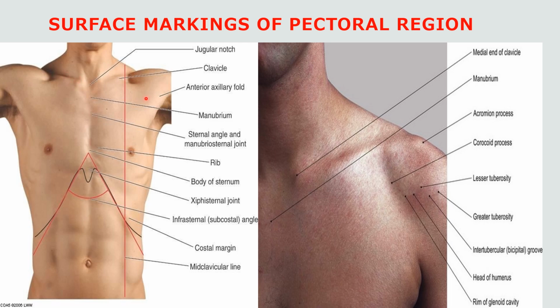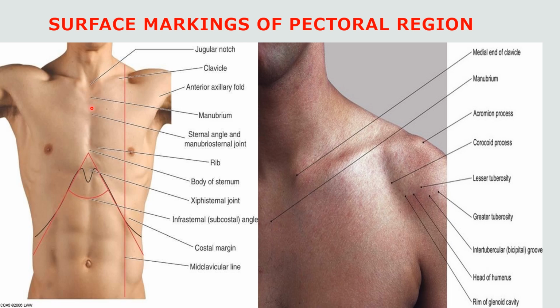Number two, the suprasternal notch, also known as the jugular notch. Exactly here. The suprasternal notch or the jugular notch is a palpable notch at the upper border of the manubrium sterni. This is the manubrium of the sternum. Above this you have the suprasternal notch between the medial ends of the clavicle. So between the two medial ends of the clavicle you have the suprasternal or the jugular notch.